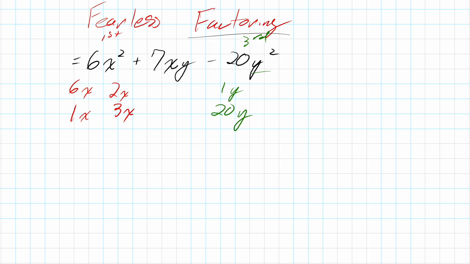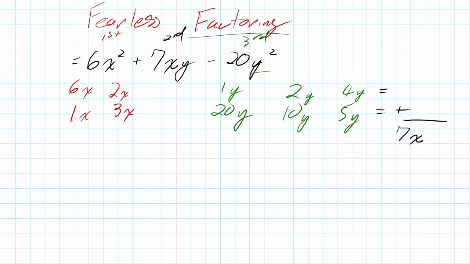Now 20 has a lot of factors. We have 2 and 10 with our y's, and 4 and 5 with our y's. So right off the bat, we have a first column with 1, 2, 3, and a second column with 1, 2, 3. There are a lot of different combinations we're going to have to try for this one. We know their products are eventually going to need to add up to the middle term, which is 7xy.